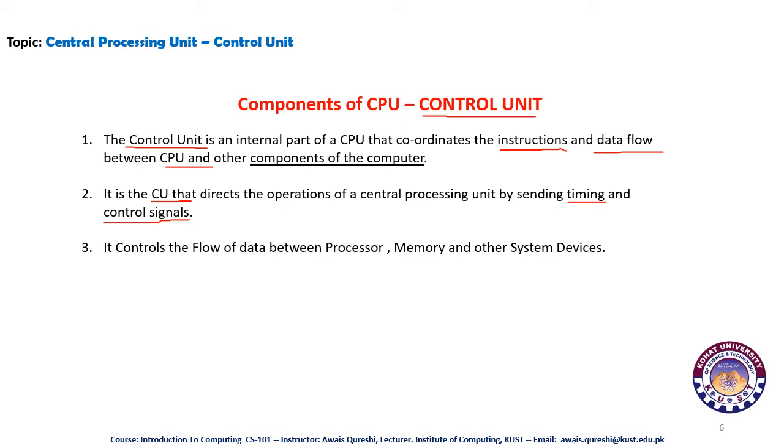It controls the flow of data between the processor, memory, and other system devices. As I have told you before, the control unit acts like a traffic police inspector, and it fetches data and instructions from the main memory, and after those instructions are executed by the ALU, the resulting information is stored again in the primary memory or the secondary memory. So the control unit's main responsibility is to control the data flow between the CPU and other components of the computer.